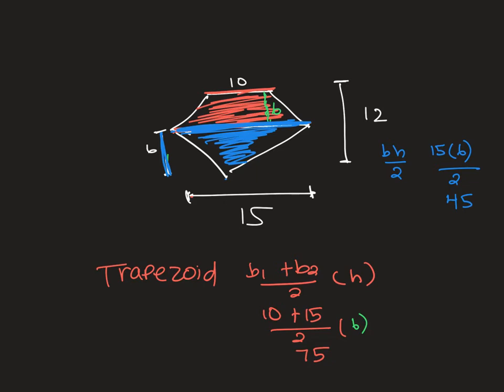Now this one I want the total area, so I'm going to add them up. So I say 45 plus 75, and it gives us a total area of 120.